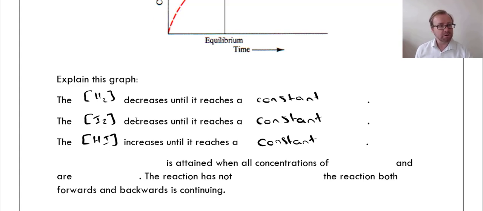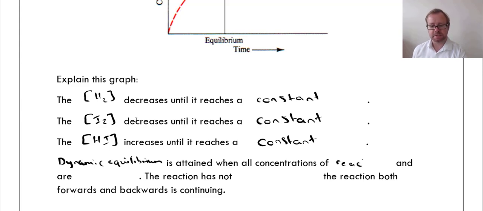So we'll start with nothing at the beginning and eventually we'll end up with a higher concentration and a constant concentration. We can also say that dynamic equilibrium is attained when all concentrations of reactants and products are constant.